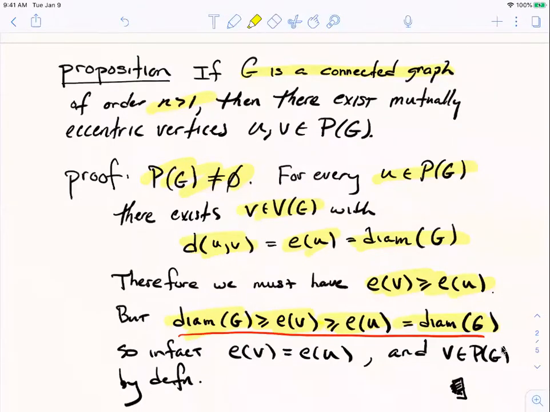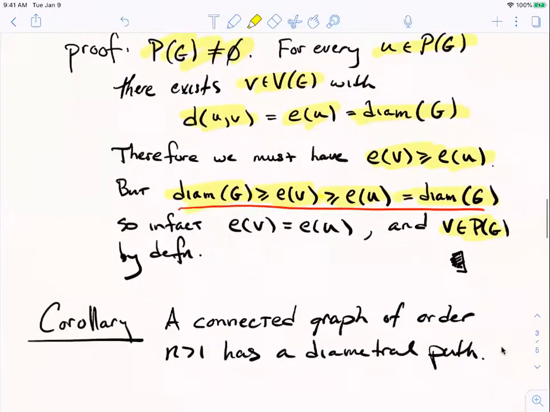So V is also in the periphery. Its eccentricity is as big as possible. All right, so there you go. U and V are your mutually eccentric vertices, and that's our proof. Cool. Okay, so one conjecture down.